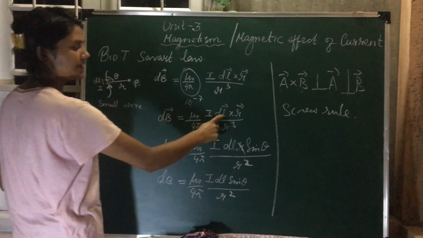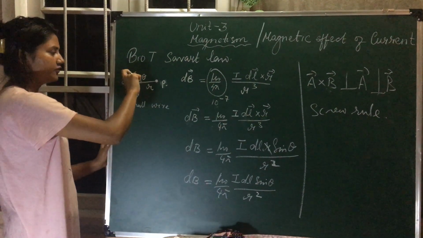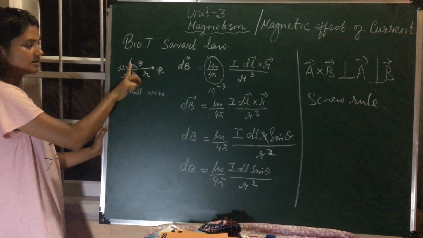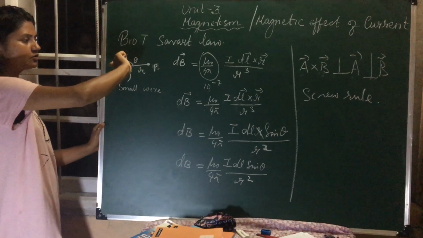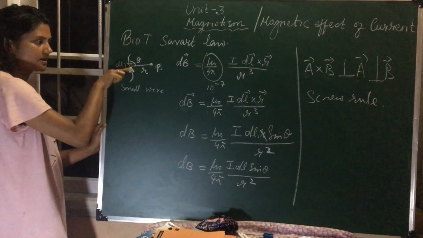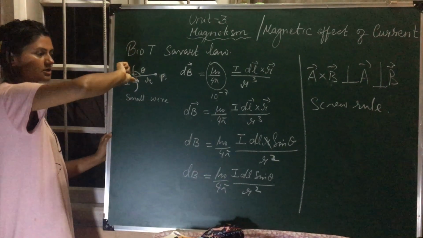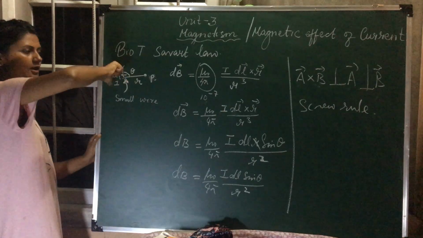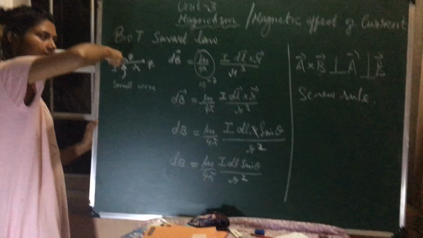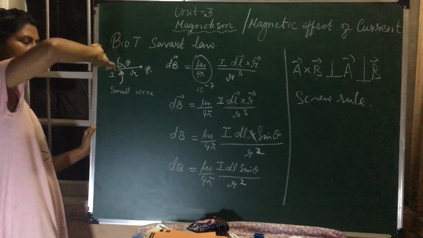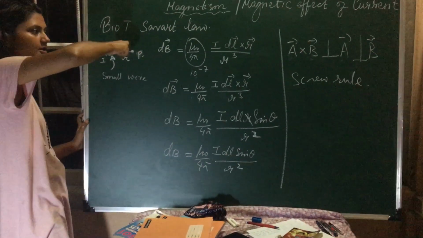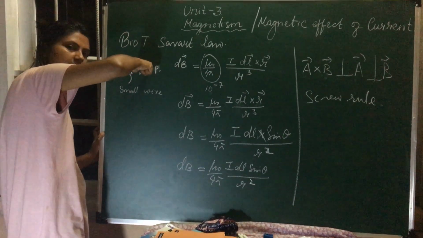Make the rotation from dl to r. If you make the rotation from dl to r, what is the direction of dl? Along the direction of current. At this point the direction of dl is across here, r is across here, you make the rotation. Now, in what direction will the screw go? Whether it will get tight or get loose. In this case, you are making the rotation clockwise, dl to r. So it goes inside, right?